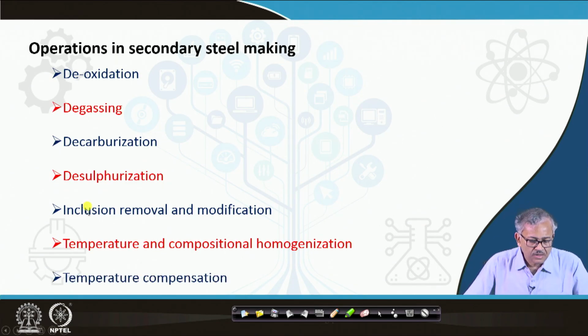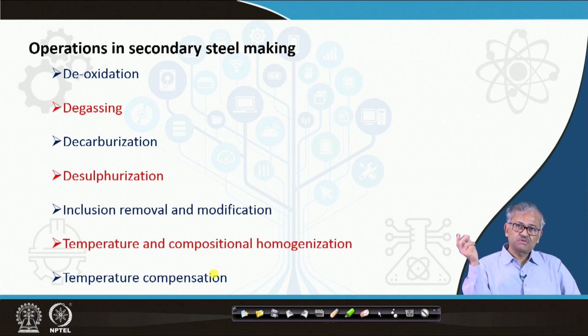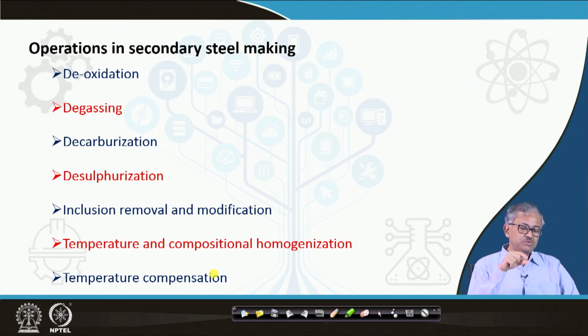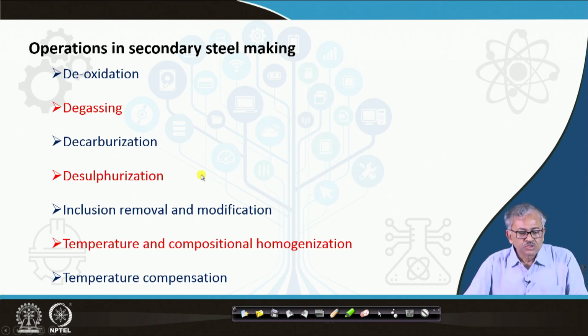Now, temperature compensation is also needed, because when the ladle is in transit, it loses a lot of heat. The continuous caster requires a certain amount of superheat, so you have to maintain that superheat. Some temperature compensation may be required, and you can do that by arcing in the ladle furnace, or sometimes by what is called chemical heating, by addition of aluminum, but that is not a very good approach because it introduces inclusions. So arcing is there in the ladle furnace, you can do the arc and compensate the temperature. Those are the facilities that are available in secondary steelmaking.